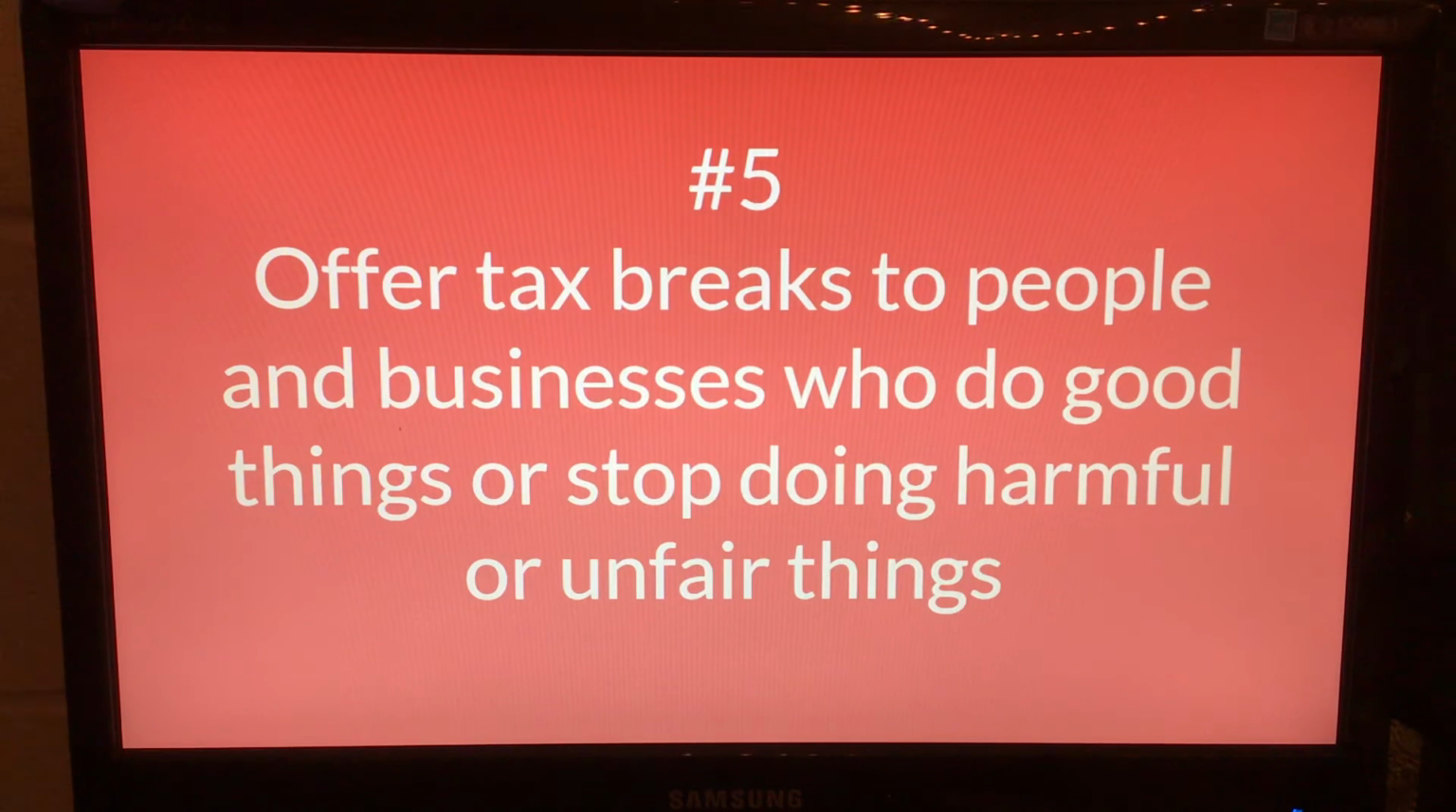Tax breaks or cutting taxes. Telling certain businesses they don't have to pay as much. Rewarding them for doing what the government wants them to do instead of passing laws to make them do what the government wants them to do. Okay, ready?